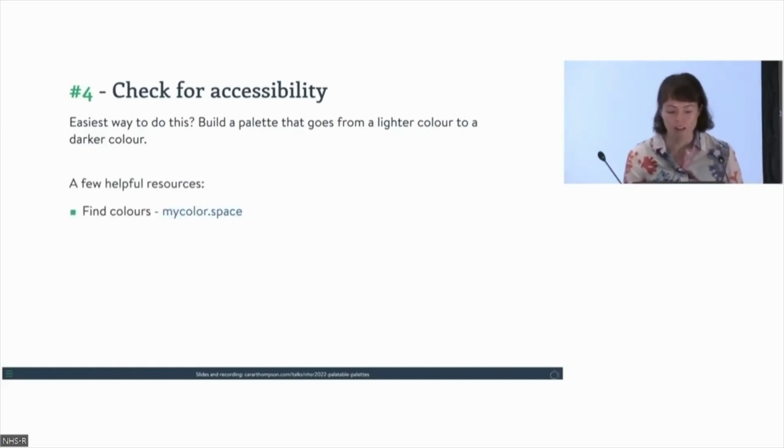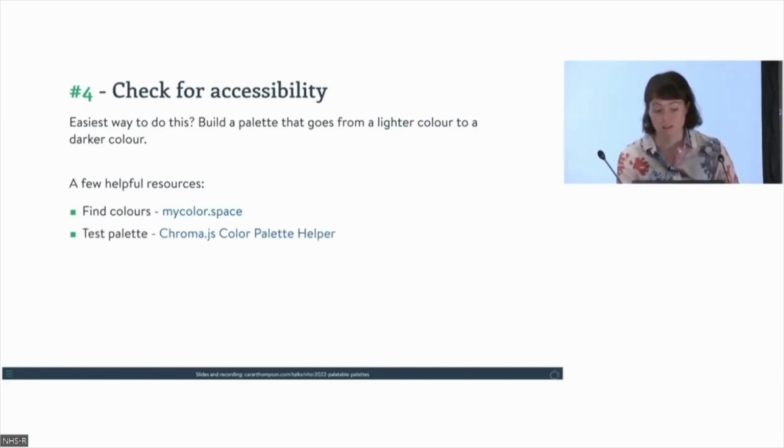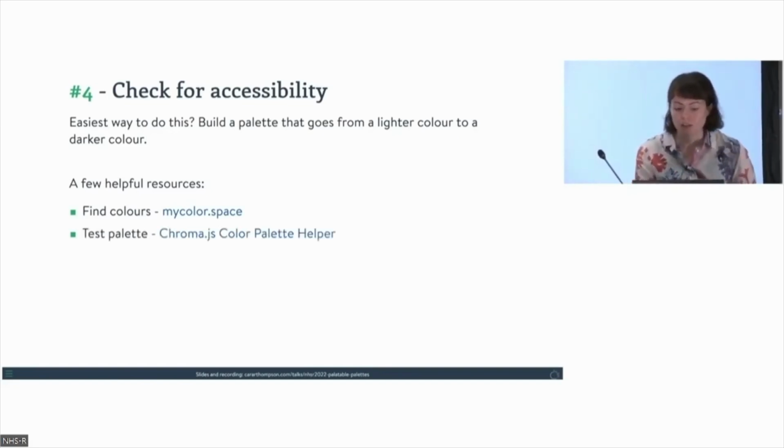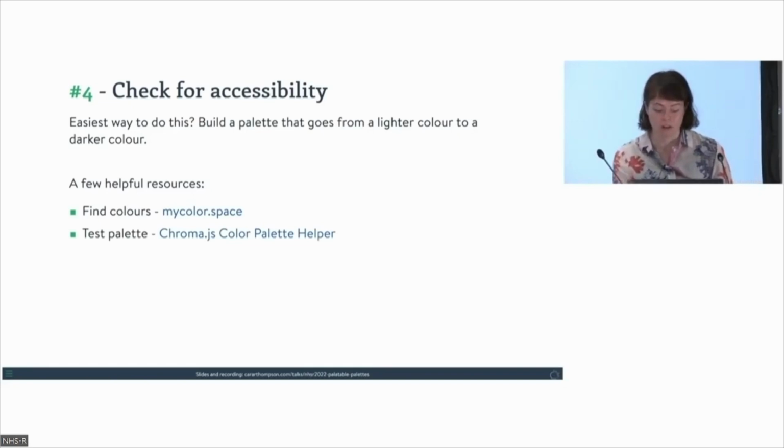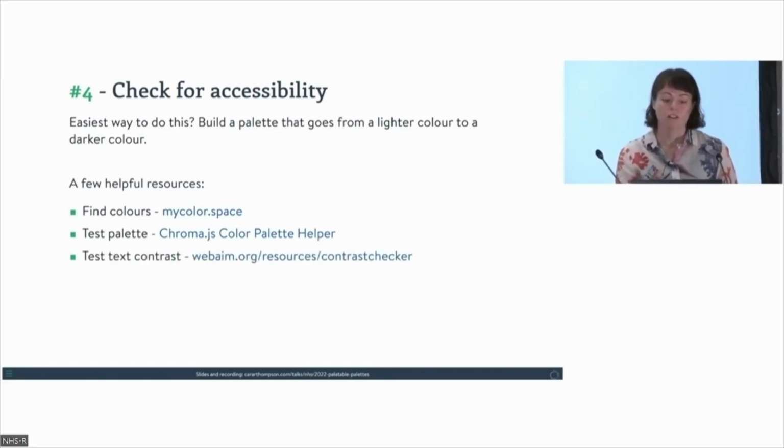To find colors, you can use My Color Space. You just give it a color and you hit go, and it gives you a palette that goes from a darker color to a lighter color, which is really good. You can test your color palettes at this website, and I'll show you that in just a minute. And you can also test the contrast of your text against the color. So if you're using text boxes that have got a colored background, it's worth making sure that that all works as well.